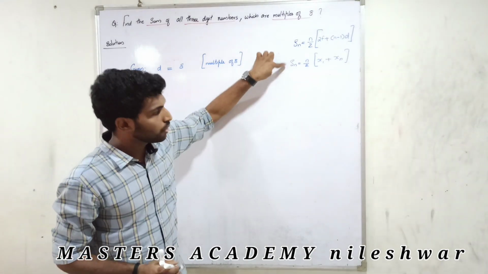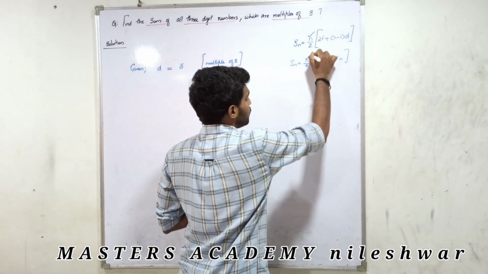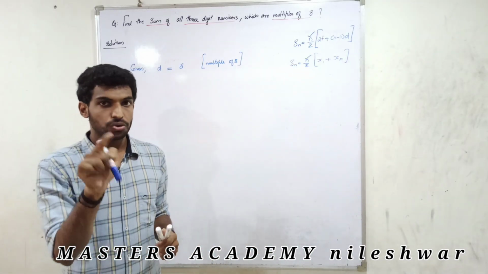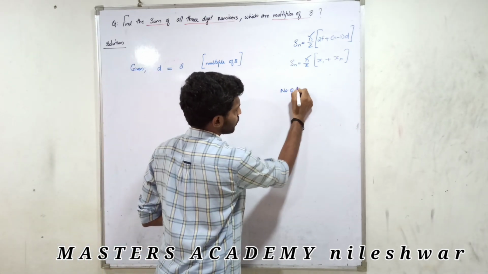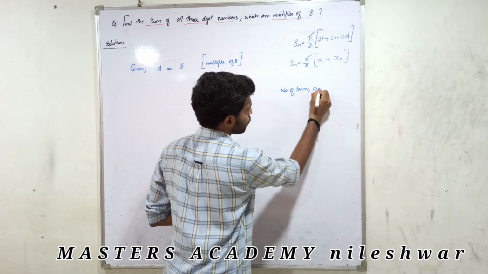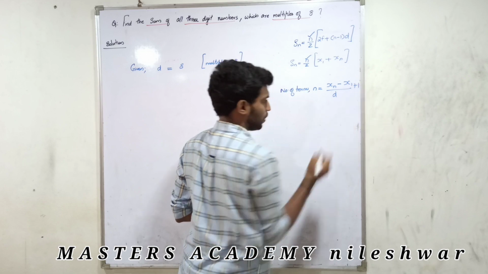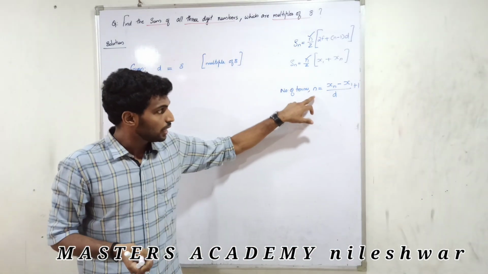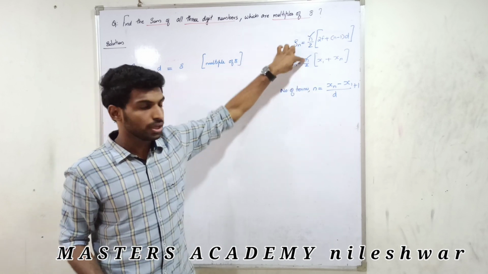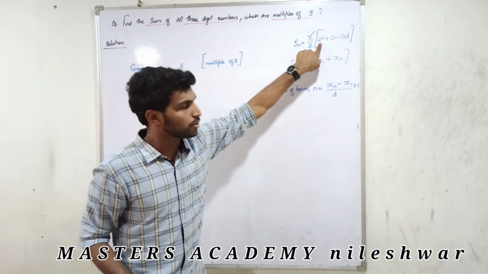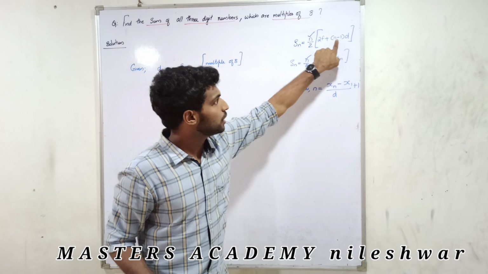In both the equations, what we need is n, the number of terms. So we have to apply the equation for n: number of terms n equal to (xn minus x1) by d, plus 1. We write this equation because in both equations we need n. In this equation we need the first term, and in this equation also the first term, but here we need d. Here d is not required, but here we need n.